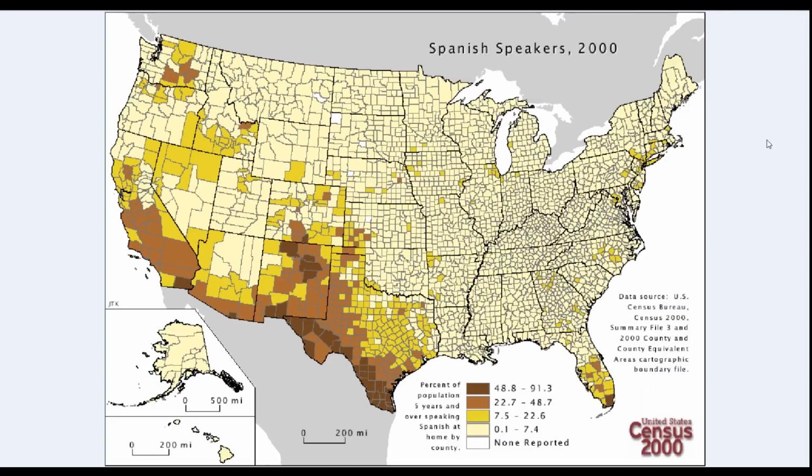And just for consistency's sake, we can look at Spanish speakers as well to further solidify the population centers for Hispanic persons.